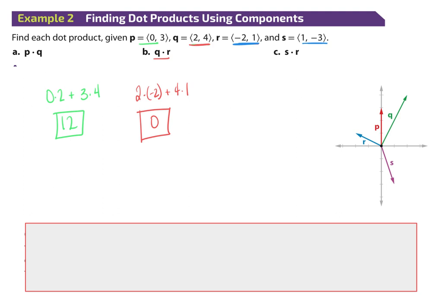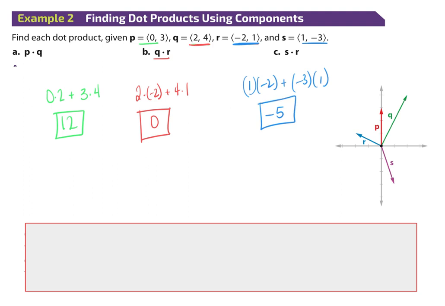So I have 1 times negative 2 plus negative 3 times 1. So I have negative 2 plus negative 3. I have negative 5.